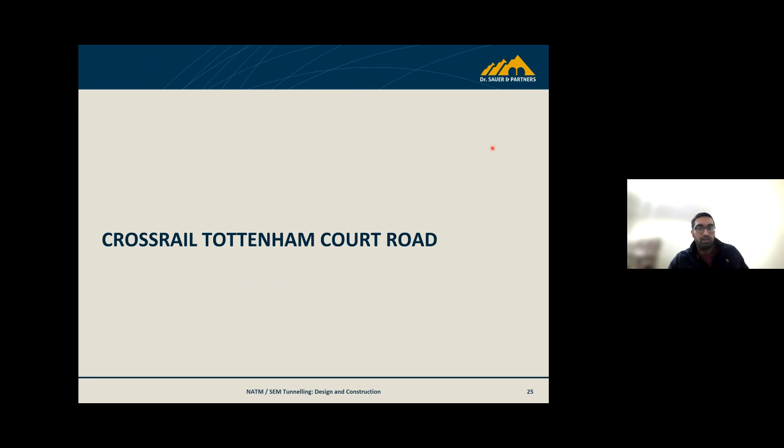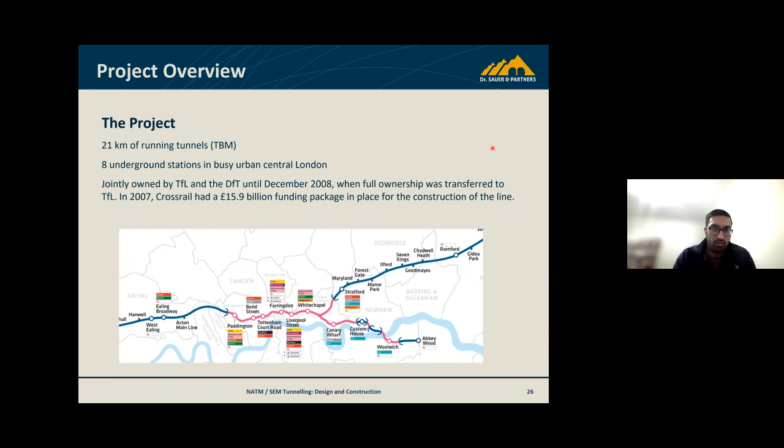Moving on. So I think it's good to get on to some of the examples of work that I've been involved with. So Crossrail is a job in London. It's 21 kilometers of running tunnels, 8 underground structures in a really busy urban central London environment. Initially had a budget of 15.9 billion. What the end budget was is probably still being debated.